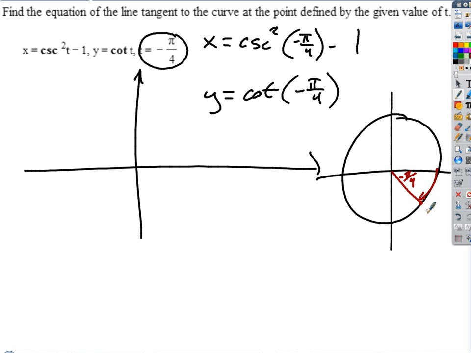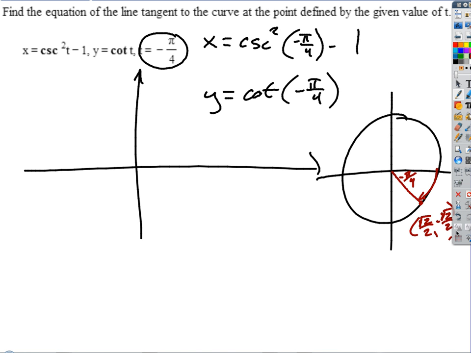So what are the coordinates on the unit circle at the halfway point in quadrant 4? Good, okay, so they're going to be the same, just opposite signs. The x component's positive, the y component's negative. Right?